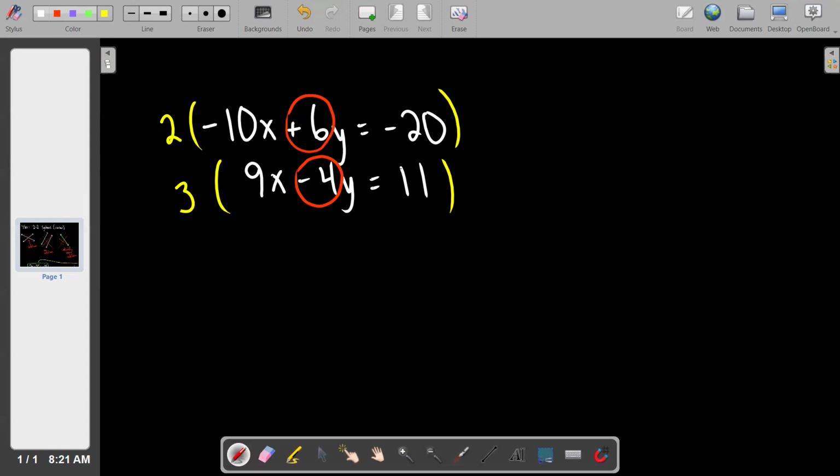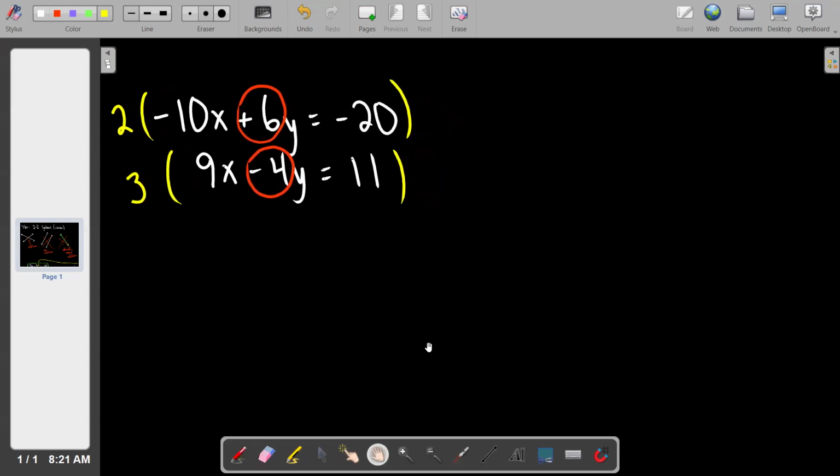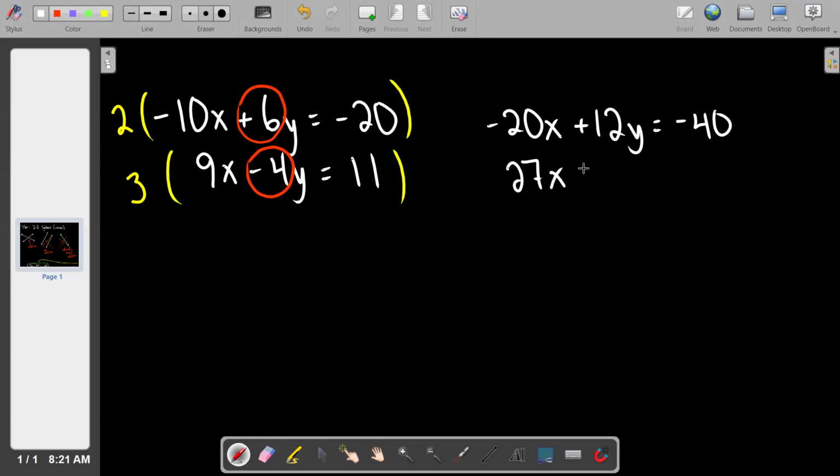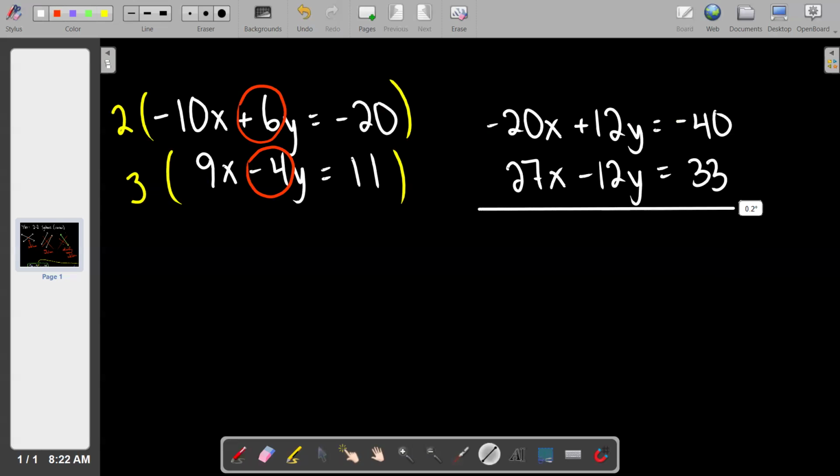This is just Operation Fluffer Puffer creation. That's all we're trying to do, is make them eliminatable. So my new top equation is going to be negative 20x plus 12y equals negative 40. And then my bottom is going to be 27x minus 12y equals 33. And then you draw your line of intent. The line is our way of saying we're going in.